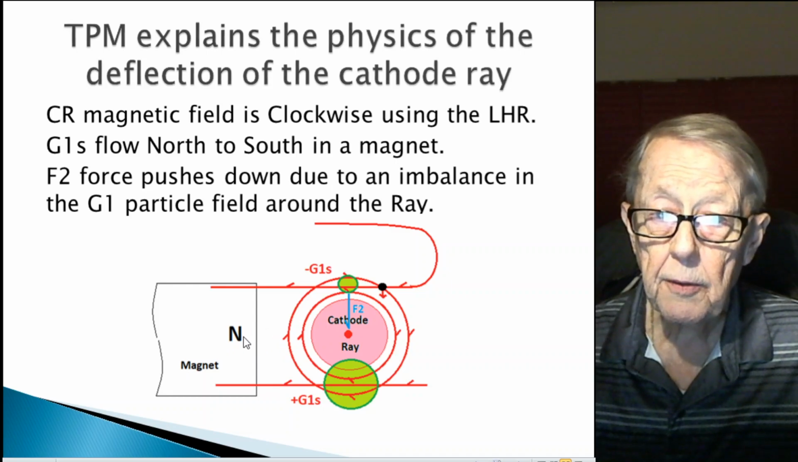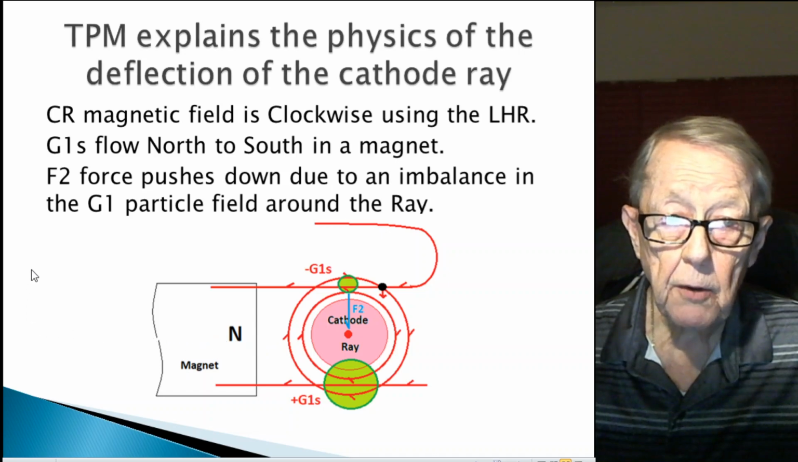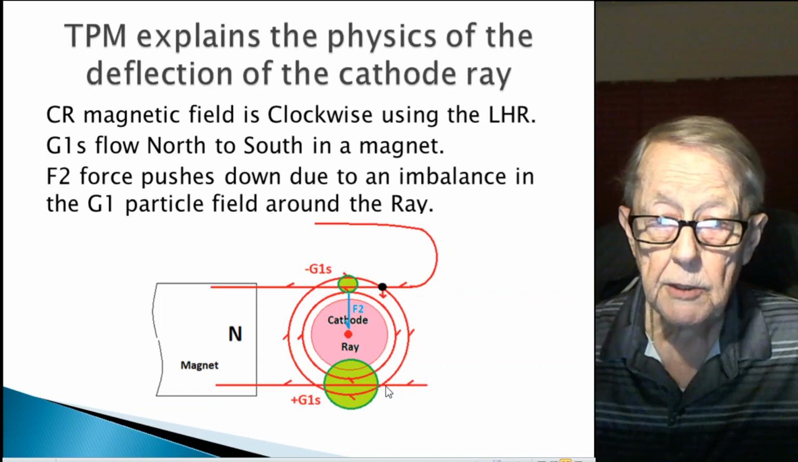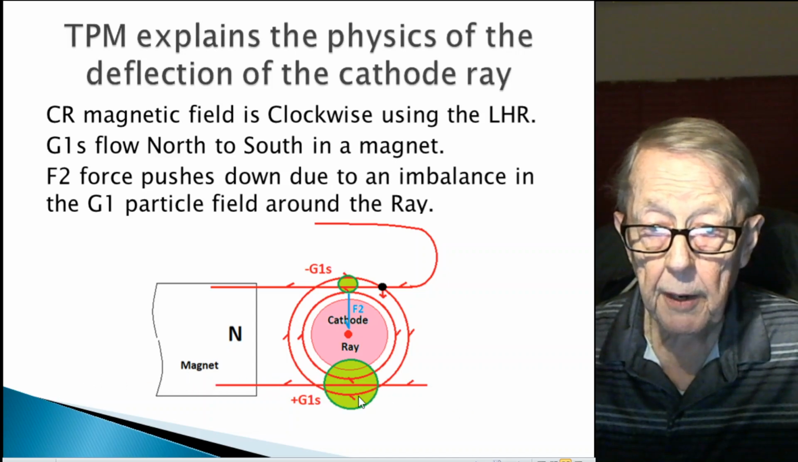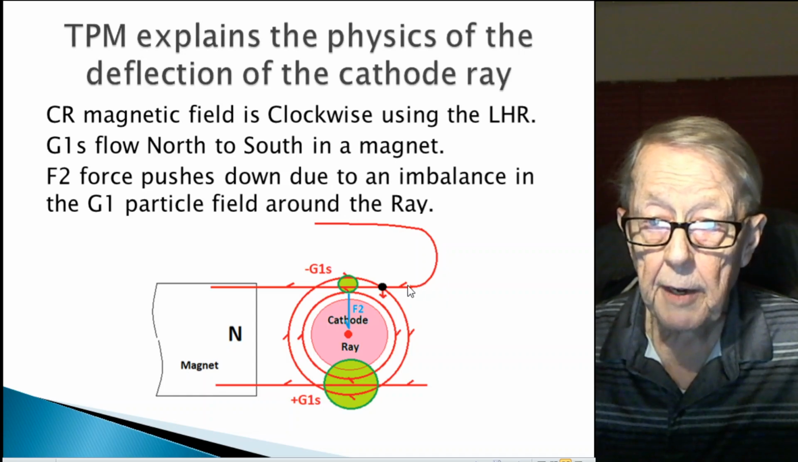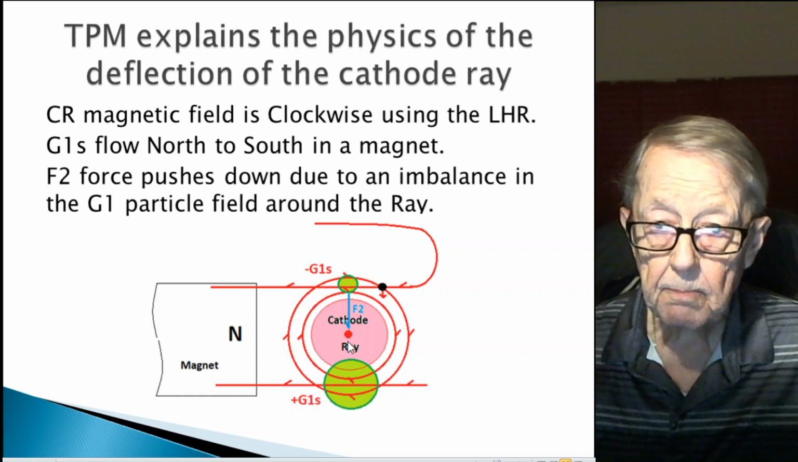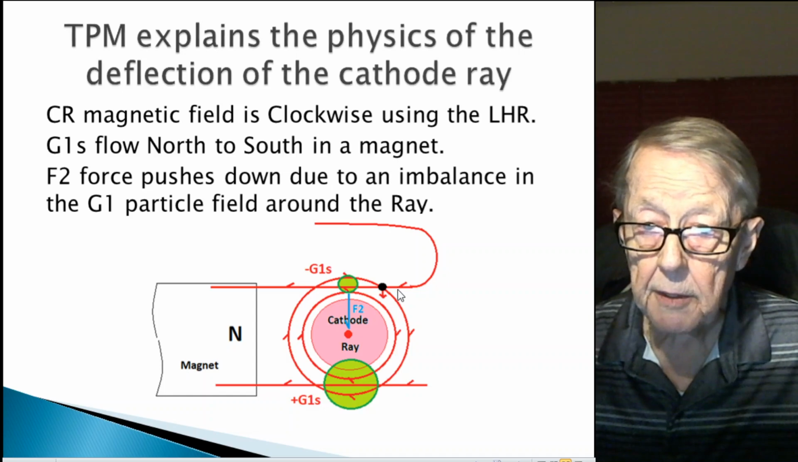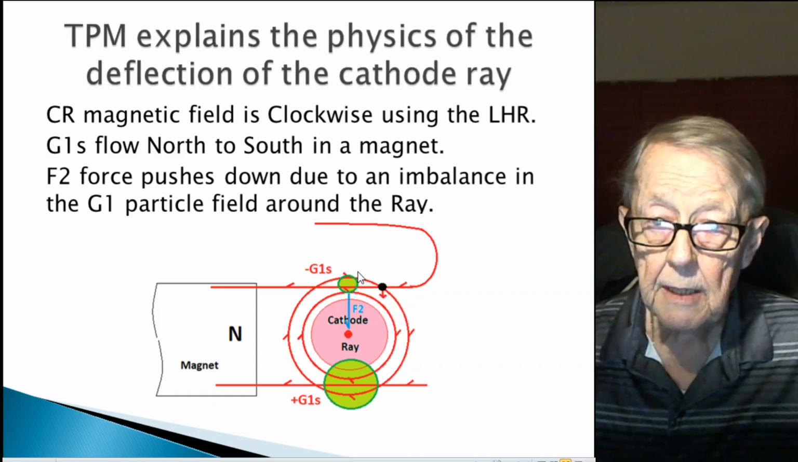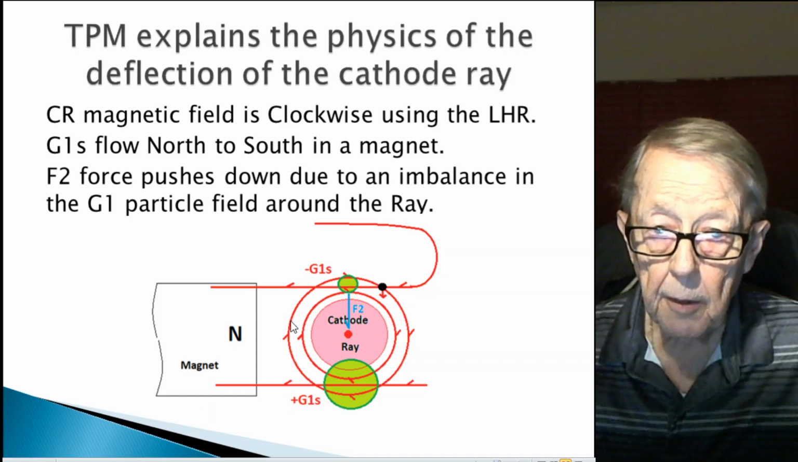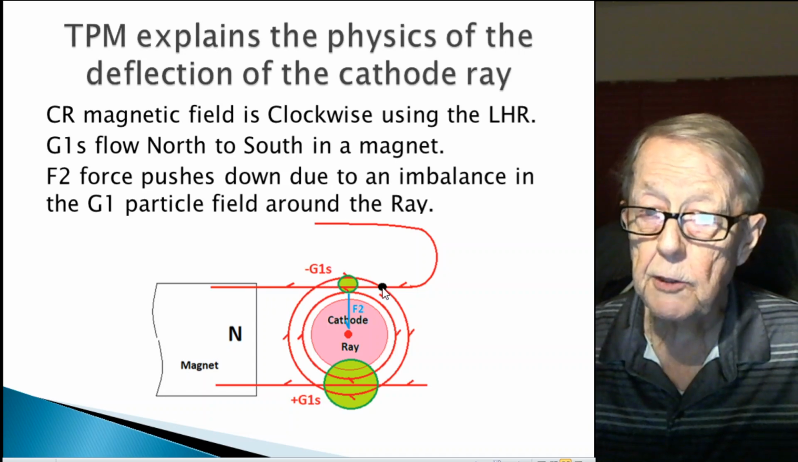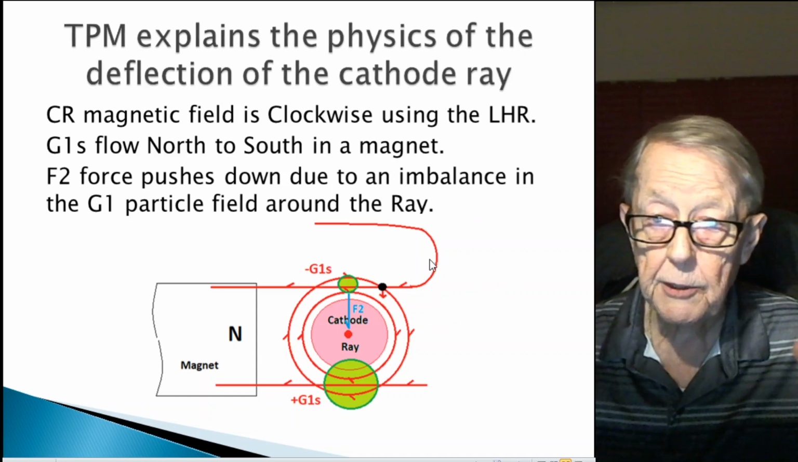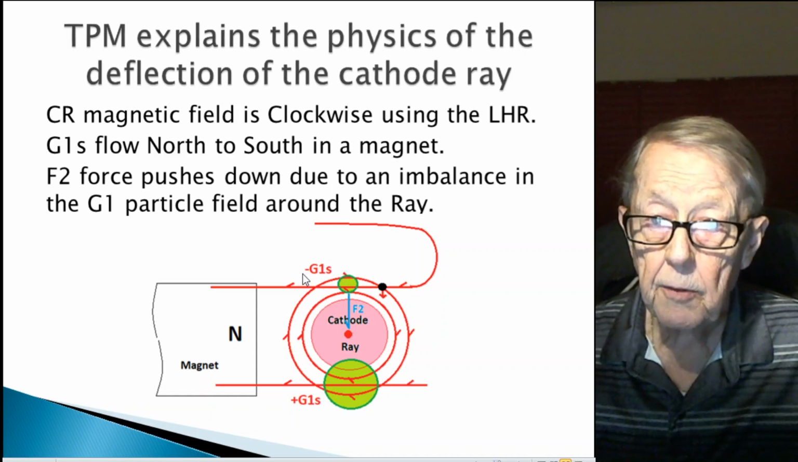And in the particle model, the G1 particles flow from the north to the south, around and back and through here. Same way here, north to south, around and back and through. So you have the magnetic field of the magnet going in the same direction this way. But the magnetic field around the ray is going to the right at the top, to the left at the bottom. So up here there is a conflict. You've got a particle coming this way, and you've got a particle coming around this way, and there is a potential for a collision, and when they hit, they both scatter and disappear. You end up in this area with losing G1s.